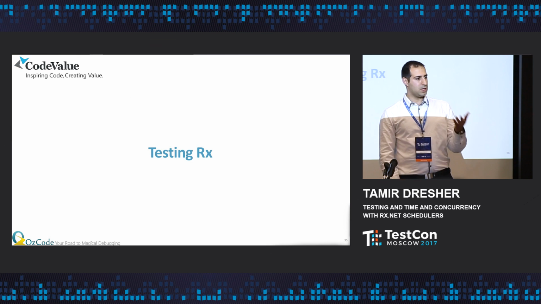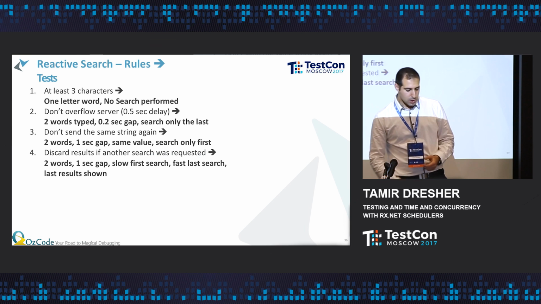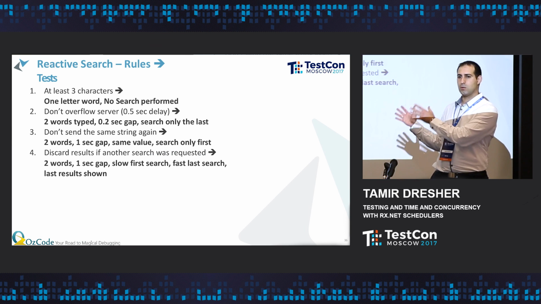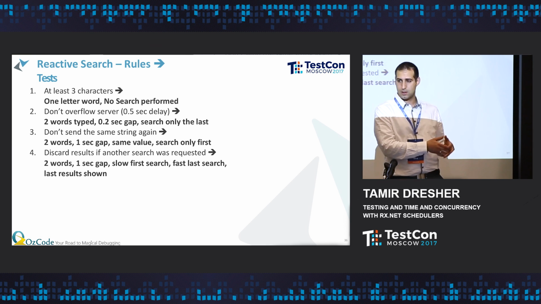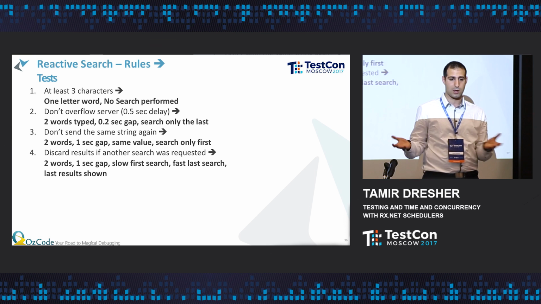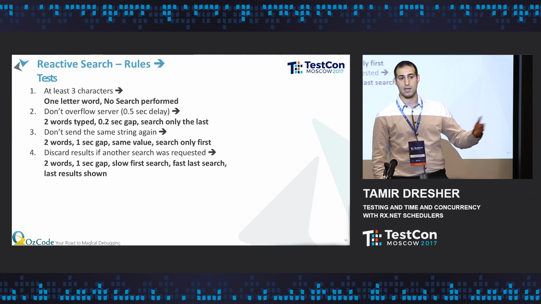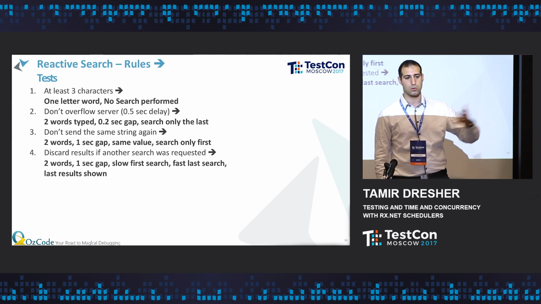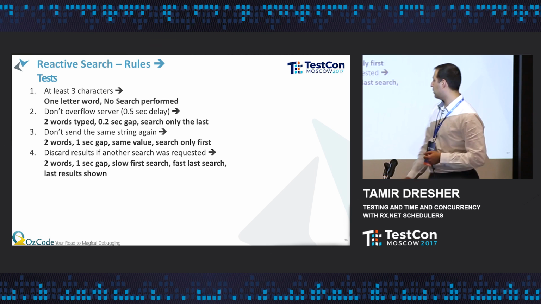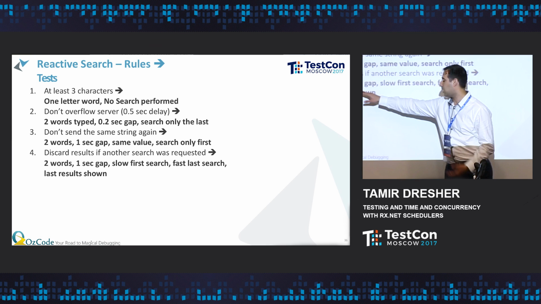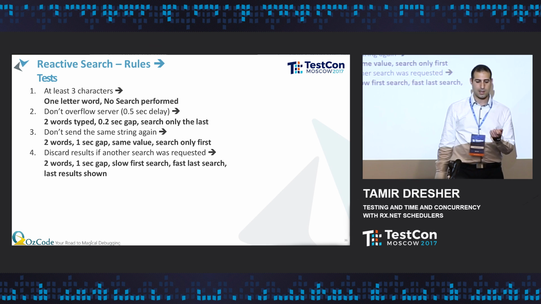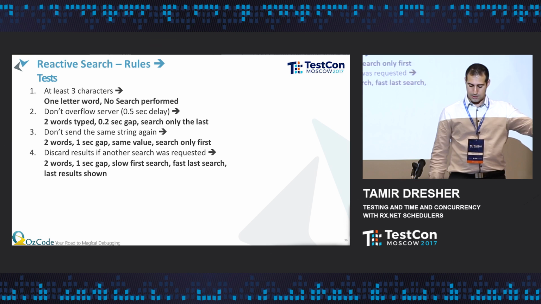So let's look at how we can test our Rx code with that kind of scheduling. Basically, what I want to show you is that all the things that we did up until now with the search application, I can describe as test cases, right? To search at least 3 characters means that I need to have a test. Let's say if I'm typing a 1-letter word, I don't want to do searches. And if I want to discard a result if another was requested, I have a search test. I have a test case of 2 words with a 1-second gap. Slow first search, the second one is search. I only want to see the result of the second one.